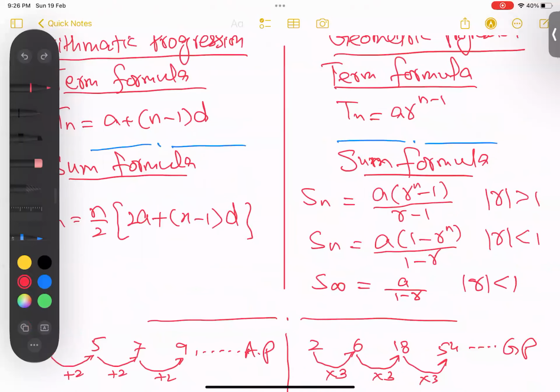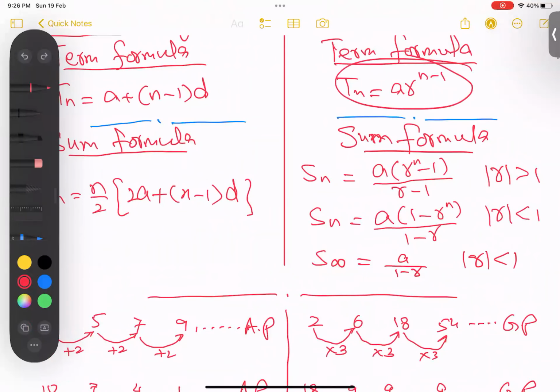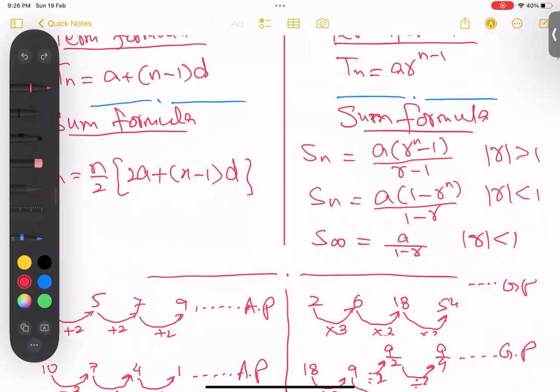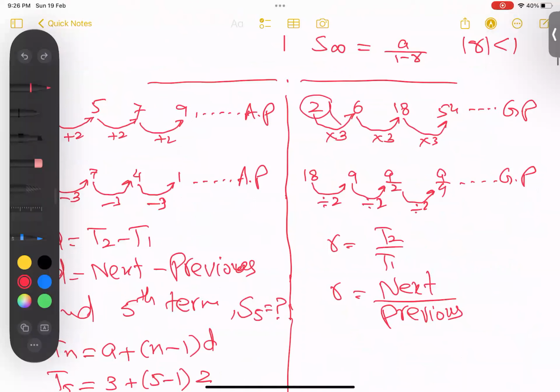Okay, let's start. This is the formula of GP. Inshallah, I believe you will understand. For example, first term is 2, second term into 3, I got 6, then into 3, I got 18, then into 3, I got 54. If someone asks me, what is the next term? A piece of cake for us, into 3.